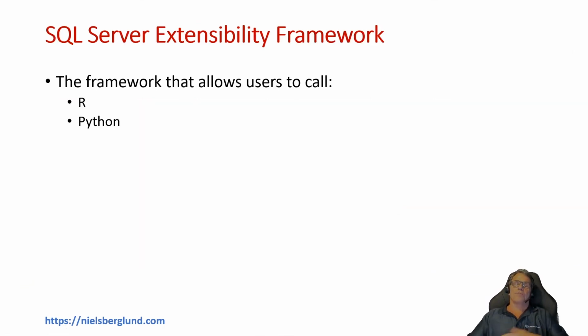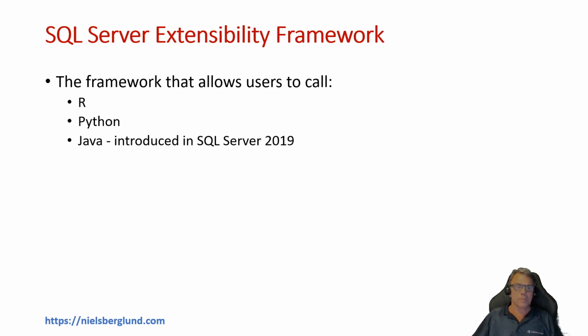So we have seen CDC and Debezium, and how we can get data straight from tables into Kafka. The final thing we're going to talk about is the Extensibility Framework. That allows us to call external languages such as R and Python, and also Java, which was introduced in SQL Server 2019. Once again, for R, Python, and Java, the runtime sits outside of SQL Server, so we can call from inside SQL Server out to these runtimes.